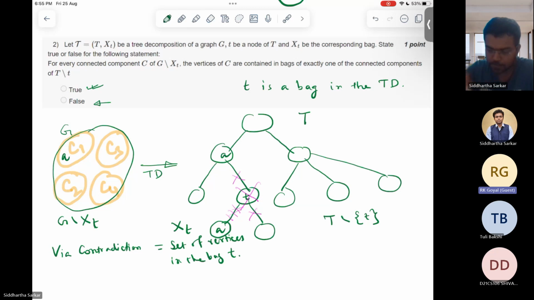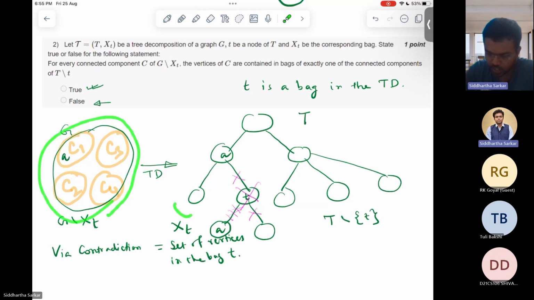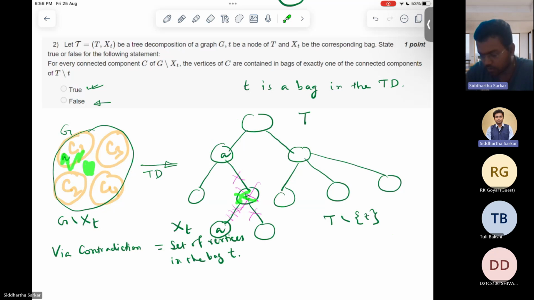Yes. So for example, if this were not true, then you would say, okay, here I show you a graph and here I show a tree decomposition, and here I delete one bag and the corresponding vertices in the original graph, and then I show you one vertex inside a component that is spread across two components on the other side.